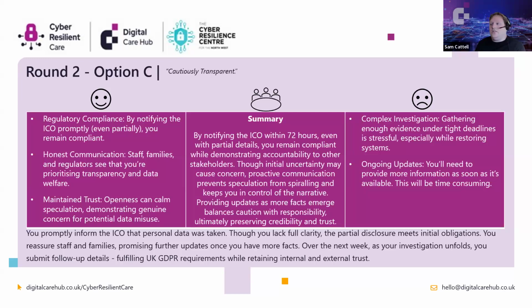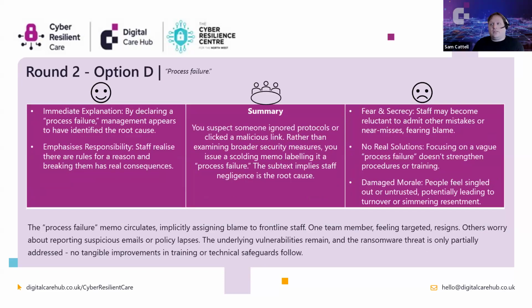So you promptly inform the ICO that personal data was taken, though you lack full clarity. The partial disclosure meets initial obligations. You reassure staff and families, promising further updates once you have more facts. And over the next week, as your investigation unfolds, you submit follow-up details, fulfilling all GDPR requirements while retaining internal and external trust. You don't have to release everything, but if you show willingness and give as much as you can, that's probably the best approach to something like this, both regulatory and also just people having trust in you. Let's go to process failure, though.